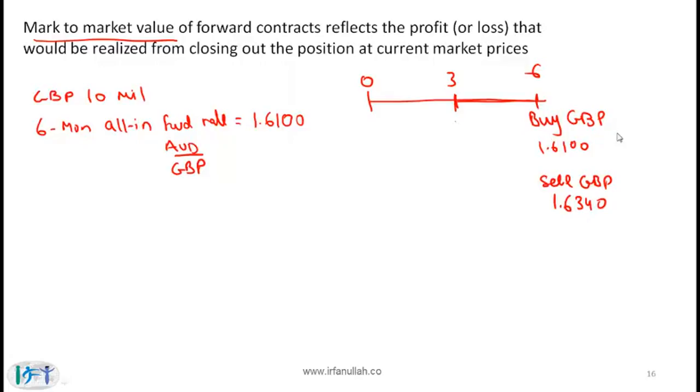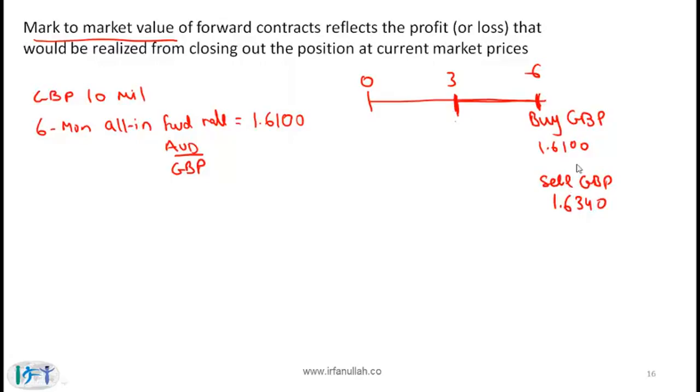So essentially these two agreements, the agreement to buy pounds for this much on this date and the agreement to sell pounds at this rate on this date, essentially means that we are cancelling out or closing out our position. So if we were to close out our position over here, do we make money or do we lose money? The answer is that we make money. So how much money do we make?